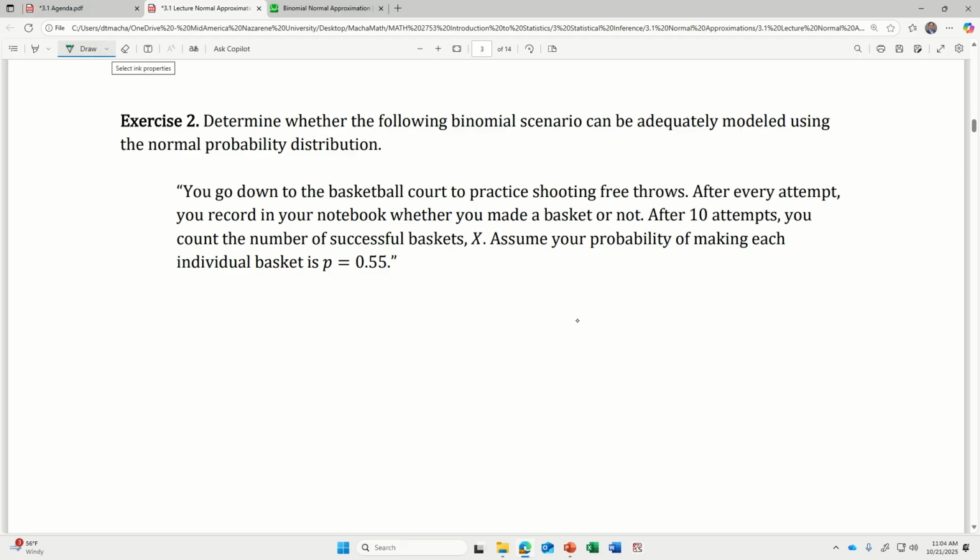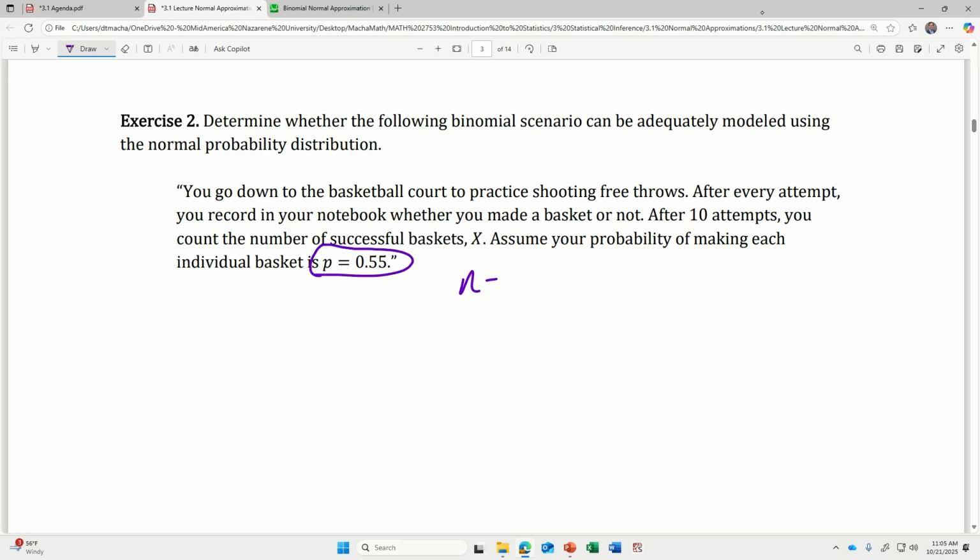So, exercise 2 says, determine whether the following binomial scenario can be adequately modeled using the normal probability distribution. You go down to the basketball court to practice shooting free throws. After every attempt, you record in your notebook whether or not you made a basket. After 10 attempts, you count the number of successful baskets. Assume your probability of making each individual basket is 0.55. So that's my p, my probability of each success.